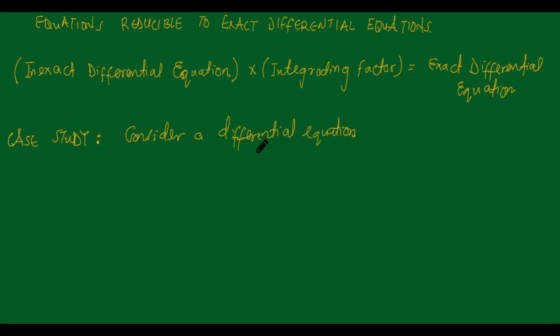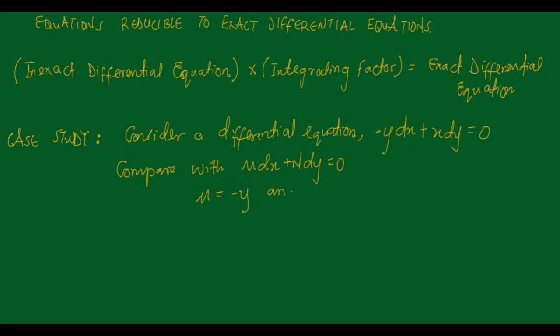We are given a differential equation minus y dx plus x dy equal to 0. Let's check for the exactness of this differential equation. If you compare the equation that we have been given with M dx plus N dy equal to 0, we notice that our M in this case is minus y and N is equal to x.